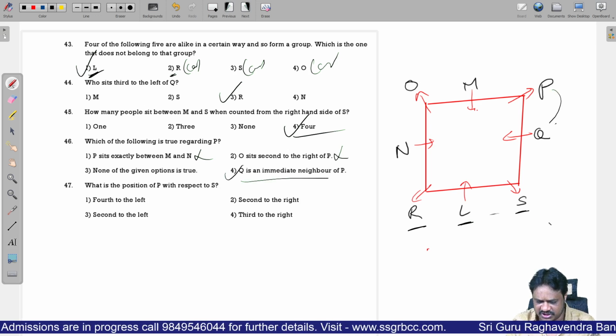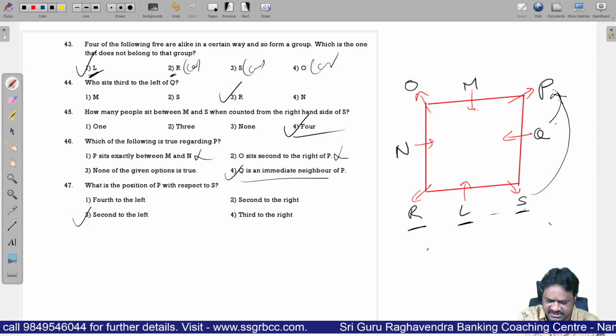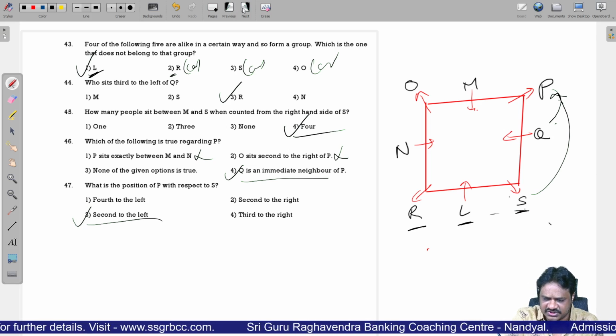What is the position of P with respect to S? With respect to S, the position of P is second to the left. This is called second to the left, not second to the right. Why? Because S is facing outside. Now, let us see the next question.